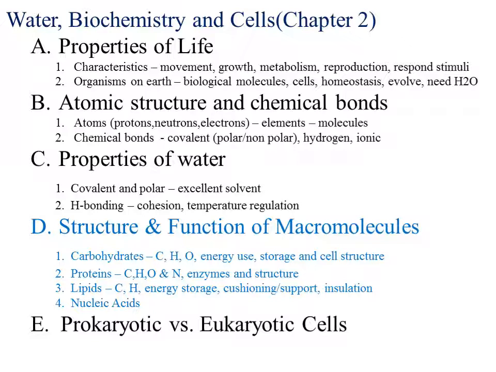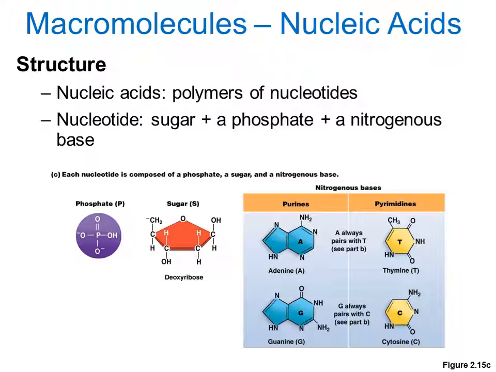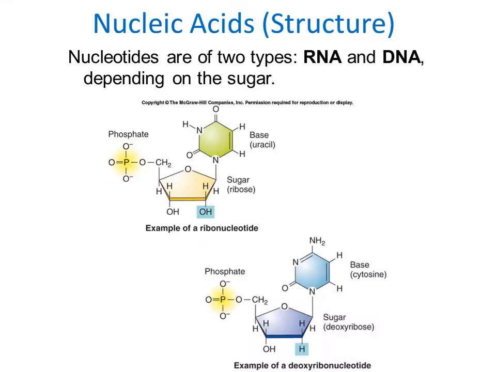So let's end our discussion of macromolecules by briefly covering nucleic acids. What are nucleic acids? Well, they just make up polymers of nucleotides. What's a nucleotide? Well, a nucleotide is made up of a sugar, a phosphate, and one of 4 different nitrogenous bases. The sugar can either be a ribose or a deoxyribose. If it's a deoxyribose, it will make up DNA. If it's a ribose, then that will make RNA.